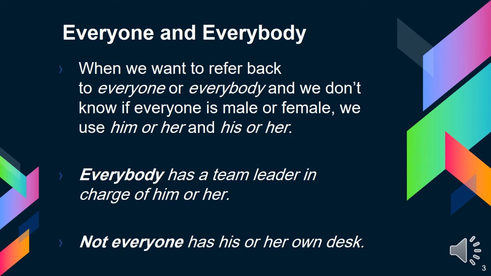And this is the example. The example is, "Everybody has a team leader in charge of him or her." Notice that here we used everybody as the subject. Now, this pronoun refers to the subject, which is everybody, but we don't know whether everybody is a man or a woman, so we use "him or her", the three words at the same time.